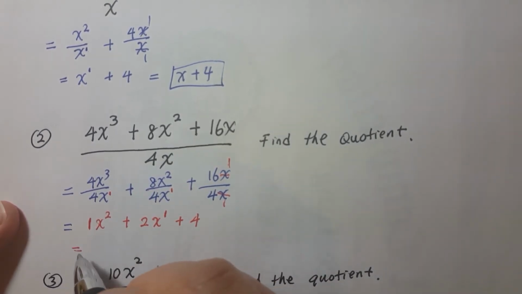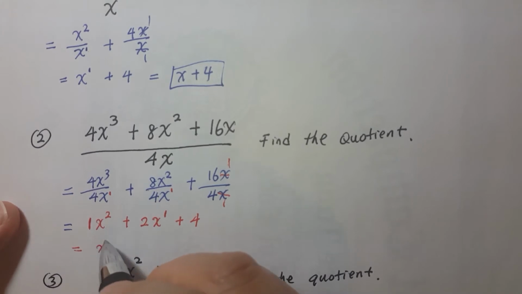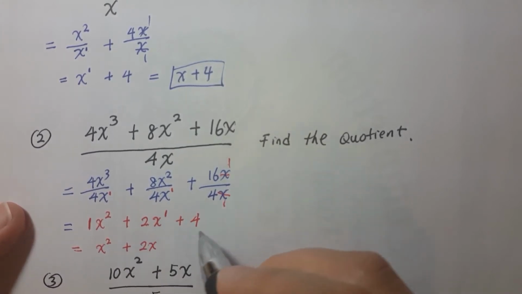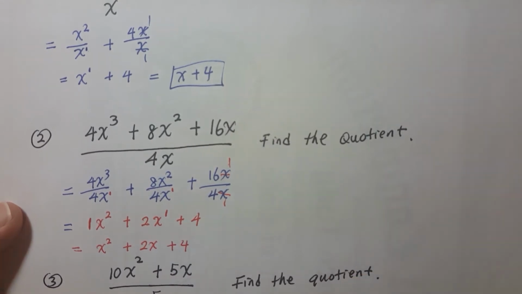Now we're going to write it over. 1x squared is x squared. 2 times x to the first power is 2x. And then plus 4. So we found the answer. The answer is x squared plus 2x plus 4.